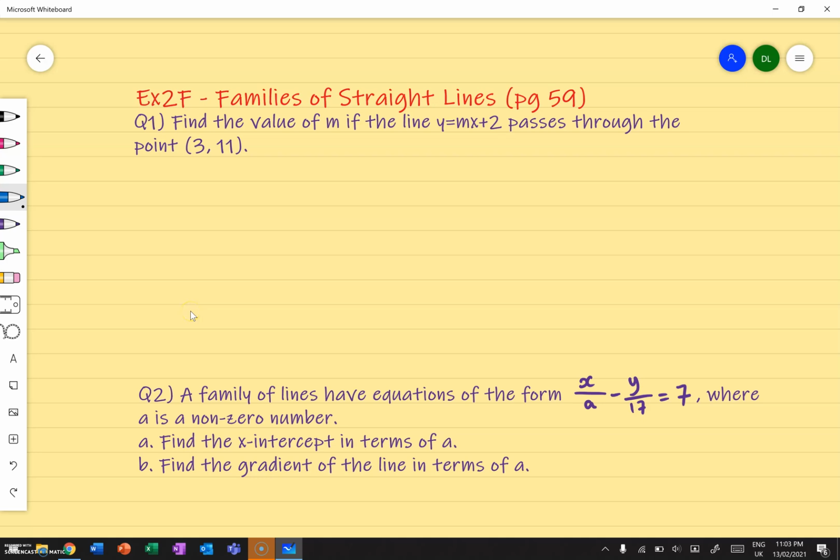Hey Year 11s, today we're going through exercise 2F on families of straight lines on page 59 of your textbook. This one is actually a little bit interesting, a lot more application style, and it looks at how these lines relate to each other. Because when we're looking at the equations of lines, we're actually looking at families and how they're related.